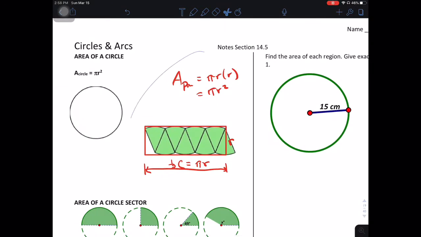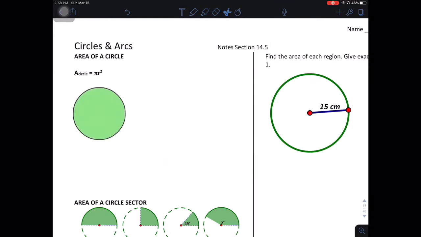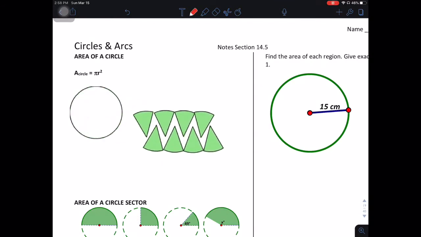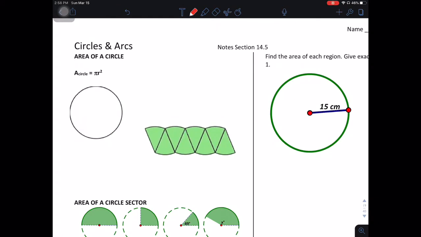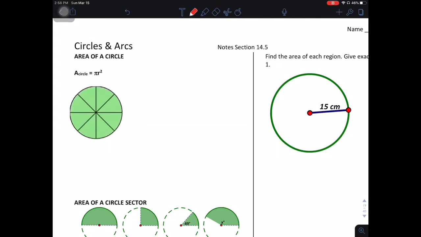I was going to give you physical circles in class and have us cut them up so you could see it, but we don't have class, so we can't do that.